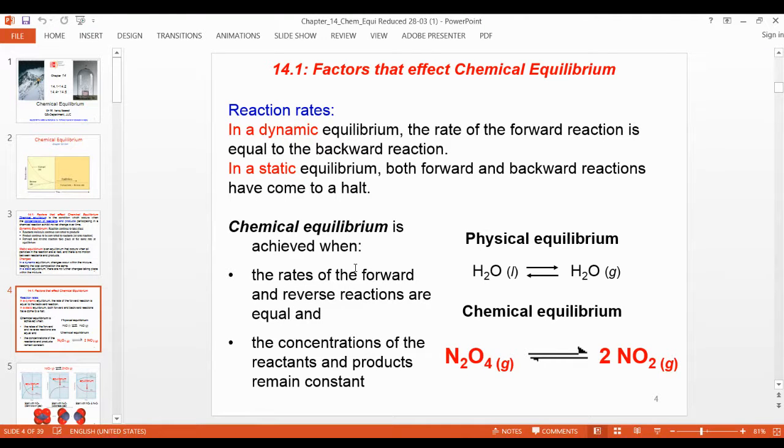Suppose the example here of physical equilibrium: liquid water changed to gas. How will you change this liquid water to gas? You require some heat to give to the water and it changes to gas, right? And these two arrows, what do they mean, two arrows?